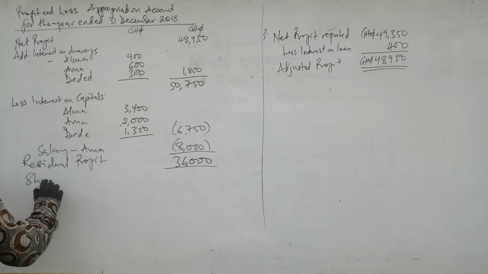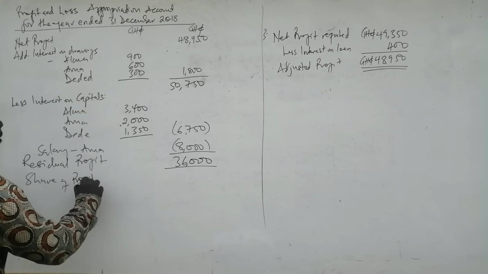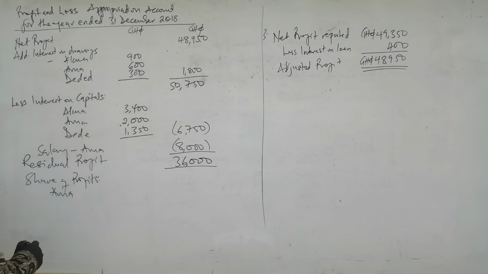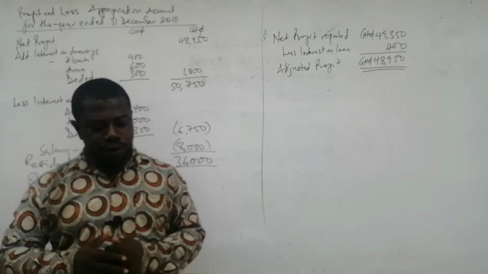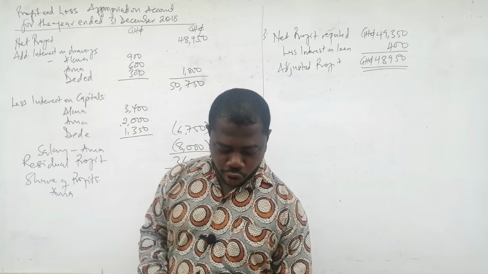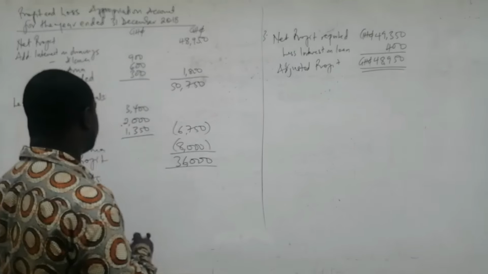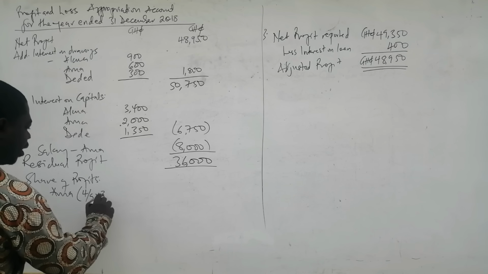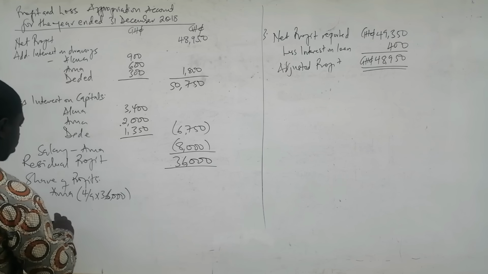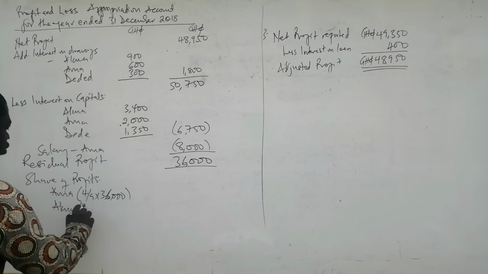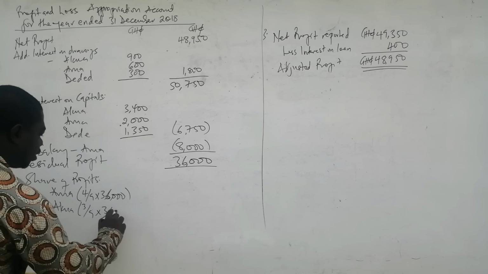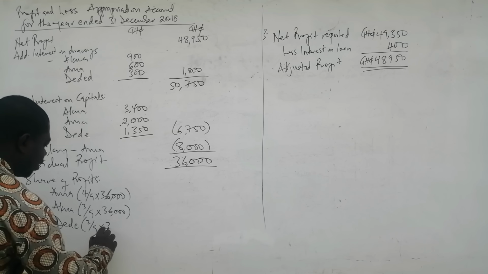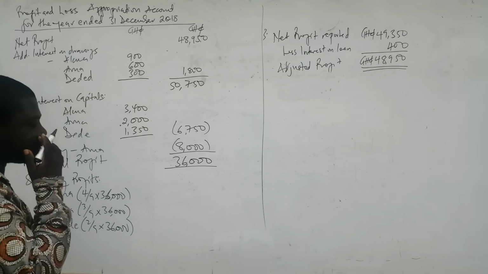And so the next stage, you see share of profits. And with a share of profit, you use their profit and loss sharing ratios. Now, the ratio for sharing profit or loss is 4:3:2. And so that gives us a total ratio of 9. And that means Ama is having 4/9 times the profit of 36,000. Equia is going to have 3/9 times 36,000. And then finally, Dede is going to enjoy 2/9 times 36,000 of the profit.